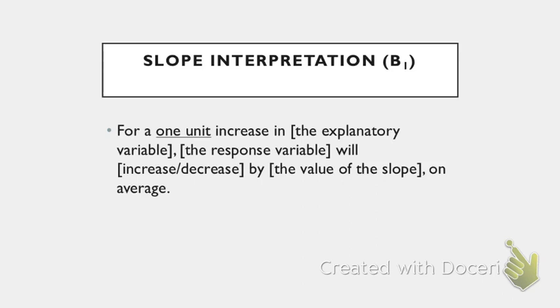Every single time you're increasing x by 1 unit, your y will either increase or decrease by your slope. So think about it practically. If your slope is 2, that means you go up 2 over 1, up 2 over 1.